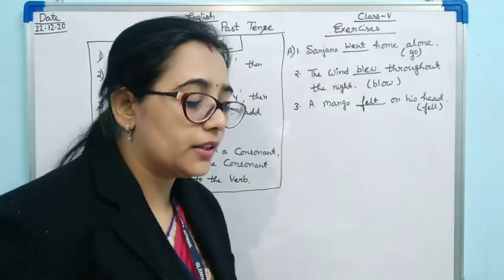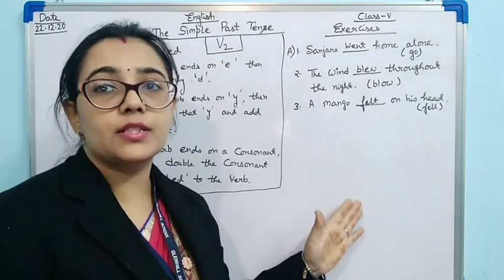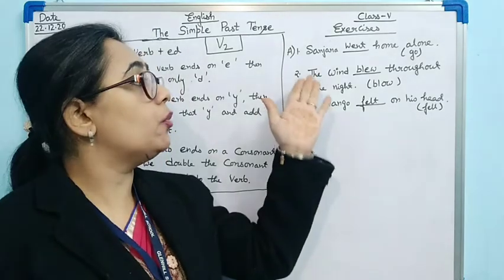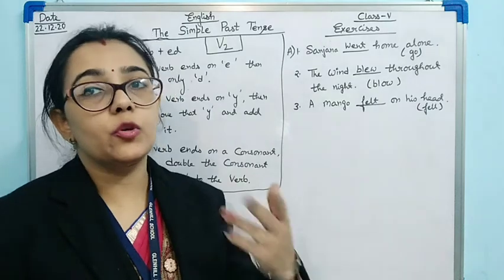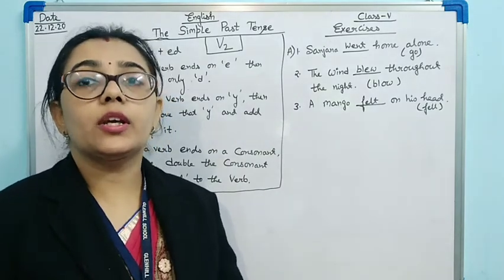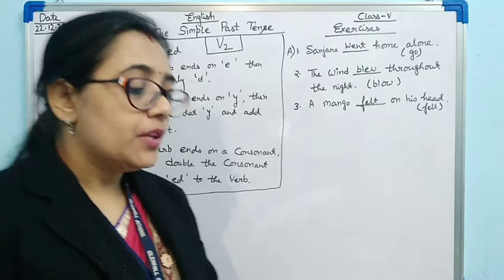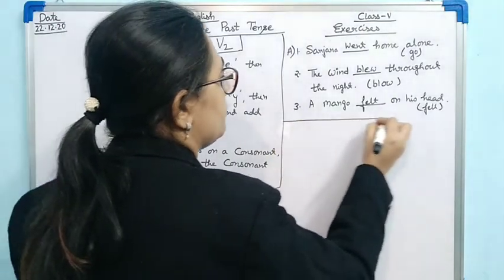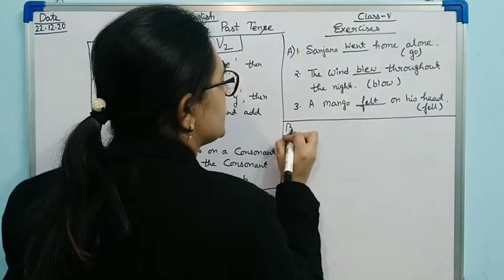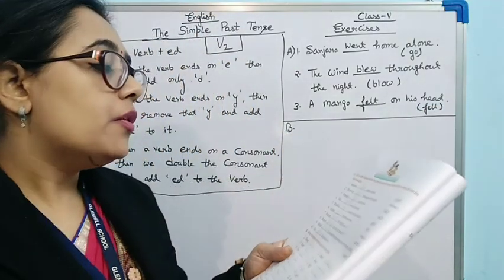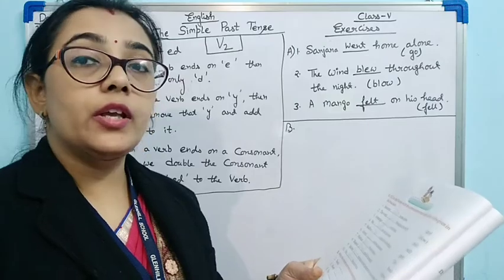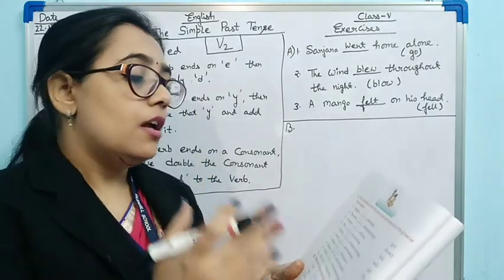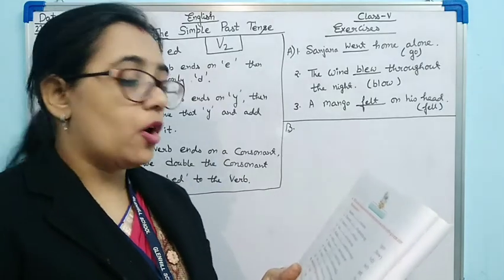Similarly, we will solve the other parts of this exercise also. Keep in mind that I have explained 1, 2 and 3, and the remaining I will give you on your WhatsApp group so that you can complete it from there. Now we will move to the other exercise, that is B. What we have to do here: write the simple past form of the following verbs. Only verbs are given there.